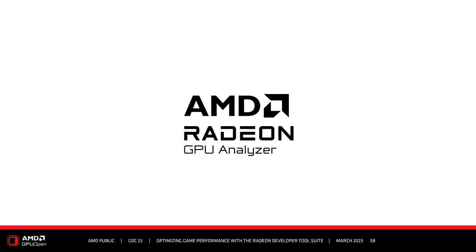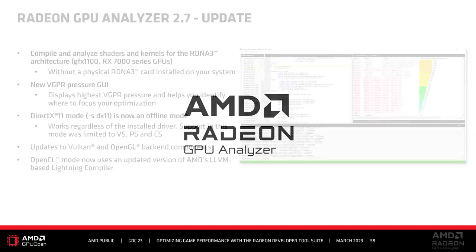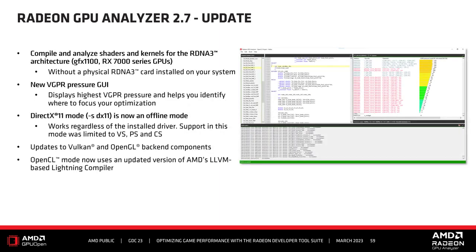The Radeon GPU Analyzer had several incremental releases in the last year, but we are going to focus on the new support in the latest update 2.7. RGA 2.7 added support for RDNA 3 hardware in DirectX 12, DXR, Vulkan, OpenGL, and OpenCL modes. We also introduced a new VGPR pressure visualization feature in the GUI application's disassembly view. Let's have a quick look at this powerful new feature.